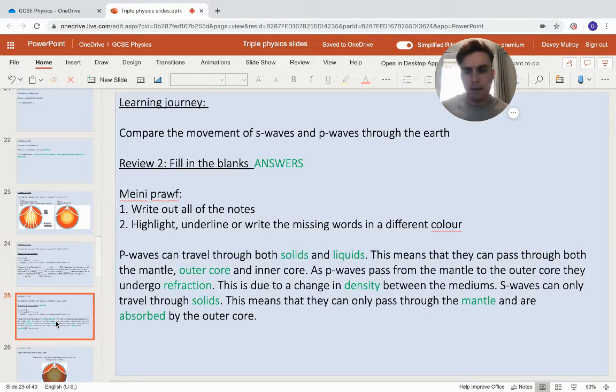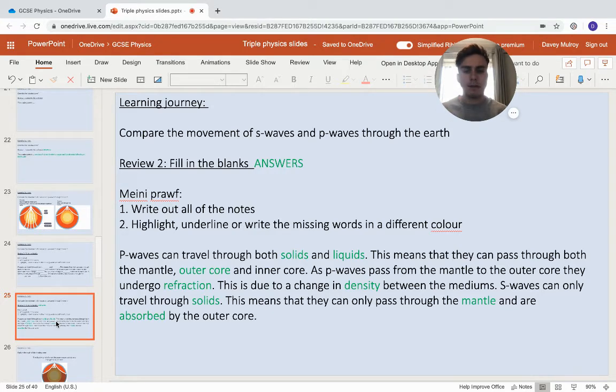Okay, our answers then. P waves can travel through both solids and liquids. This means that they can pass through both the mantle, outer core, and inner core. As P waves pass from the mantle to the outer core, they undergo refraction. This is due to a change in density between the mediums. S waves can only travel through solids. This means that they can only pass through the mantle and are absorbed by the outer core.